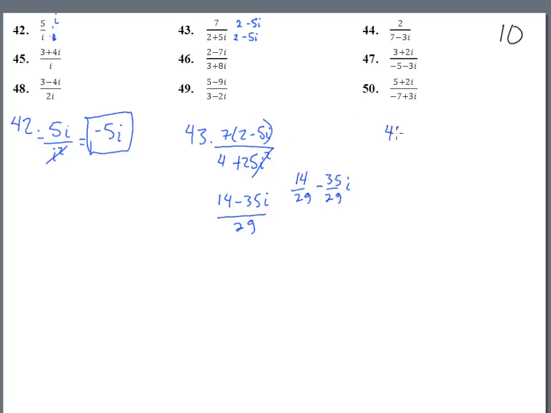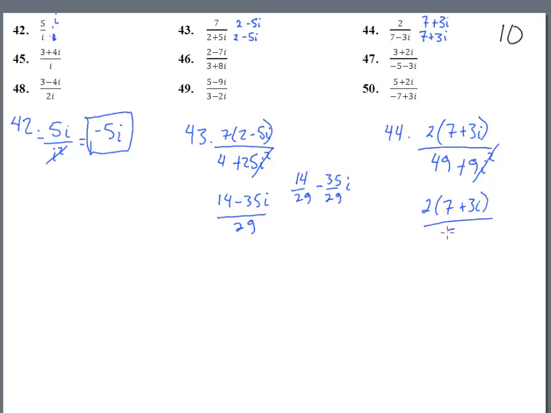Number 44. We're going to times by 7 plus 3i on the top and the bottom. So we get 2 times 7 plus 3i all over 49 minus 9i squared. i squared is a negative 1, turns that to a plus. So we get 2 times 7 plus 3i all over 58.